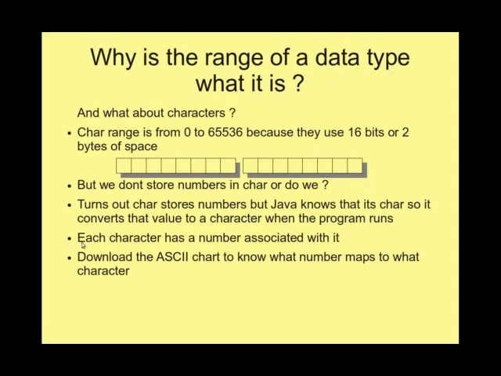So each character has a number associated with it. If you are storing some value in a character, so if you for example store the value p in a character variable, that p is looked up on a table which has all the different kinds of values for each character. It takes the value from that table, converts that value into binary, and feeds it into the character data type. You can download the ASCII chart, which shows the mapping of what numbers map to what characters.